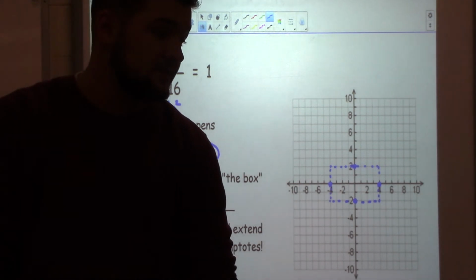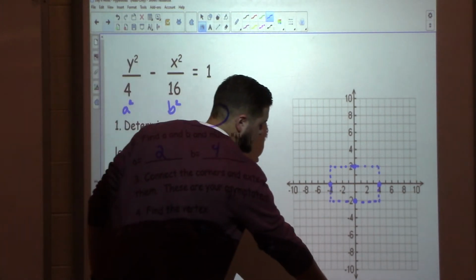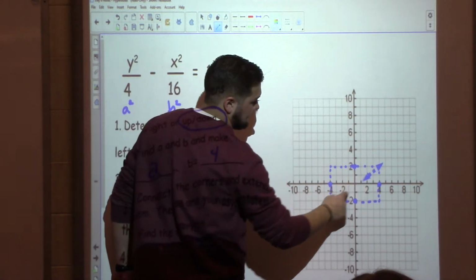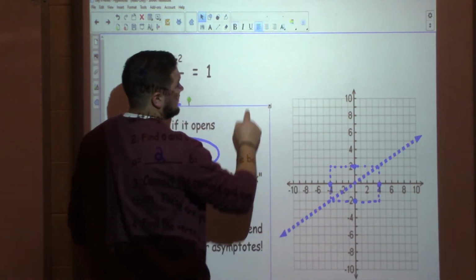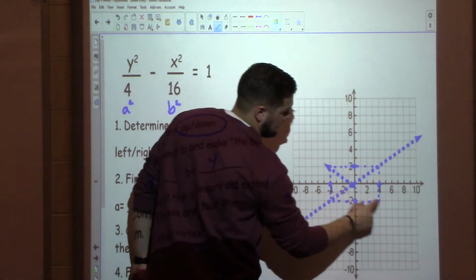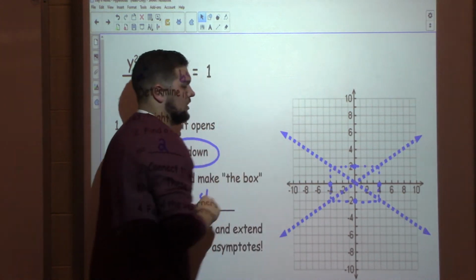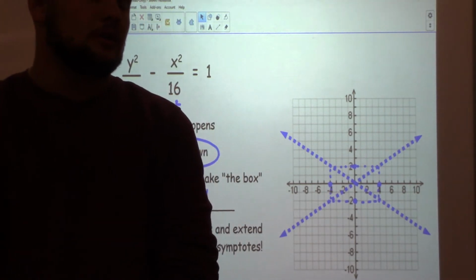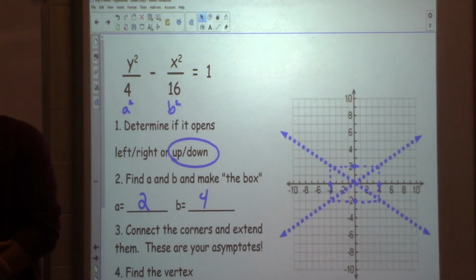Once I've made my box, taking my straight edge and I'm drawing diagonals right through the corners to make my asymptotes. Do we need arrows at the end of our dotted dash? I will say no. The asymptotes do extend forever, but we're more worried about the hyperbolas. So I would say no, you don't need arrows at the end. I like to put them just because I know they go on forever, but I'll not mark it off.